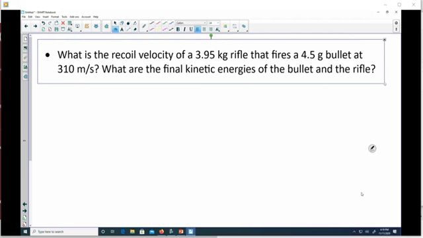So here, in this system, before anything happens, the bullet and the gun are at rest, and so there's no momentum. After the gun fires the bullet will move forward with some momentum, so the rifle will recoil with the same amount of momentum. And since we know the mass, we can determine the velocity. And then from the velocities, we can determine the final kinetic energies.